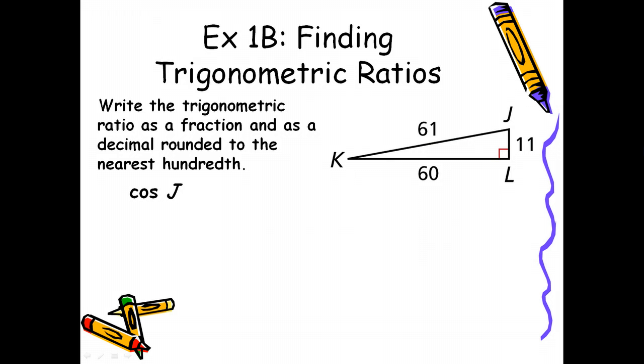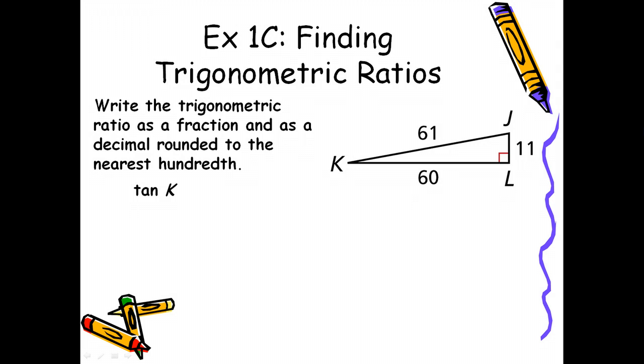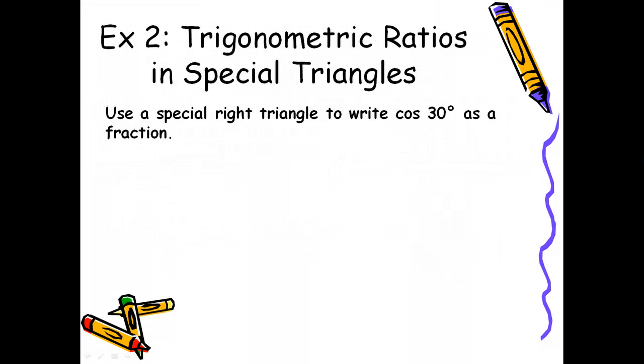Let's look for the cosine now. The cosine is adjacent over hypotenuse. This side helps form angle J, so it's adjacent over the hypotenuse. So this time we have 11 over 61, or 0.18. Let's look at the tangent of K. Tangent is opposite over adjacent. So we're looking for 11 over 60, or 0.18.